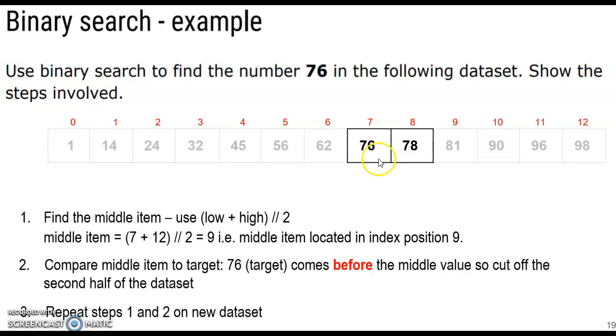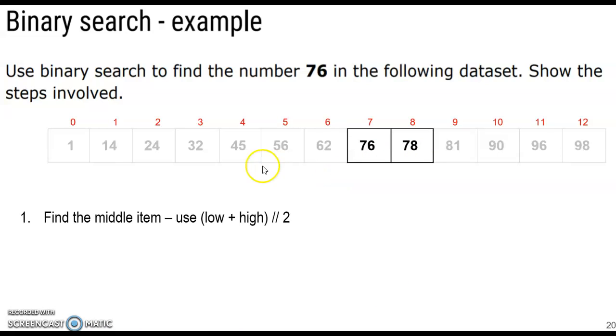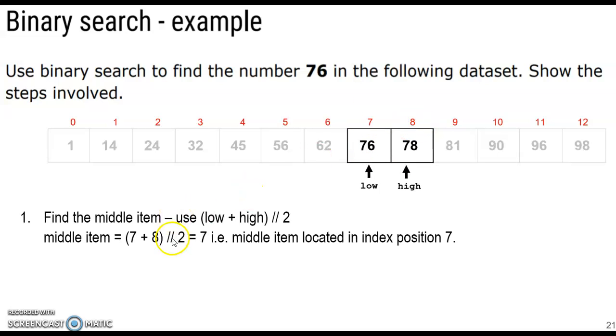Bye-bye to it. And we're left with just 2 numbers now, and we've got to repeat steps 1 and 2 on this new data set. So now we're going to say, okay, again, use the low plus high floor division 2. And I should have mentioned, well, we'll see it in the proper algorithm in a minute, that this time when we cut off to the right, what we do is we set the high to whatever the middle value was, minus 1. So if we're going in here now, we're going to say the low is 7, the high is 8, that's 15. And 15 divided by 2 is 7.5, but 15 floor division 2 is 7. So the middle item is located in position 7, which is 76.